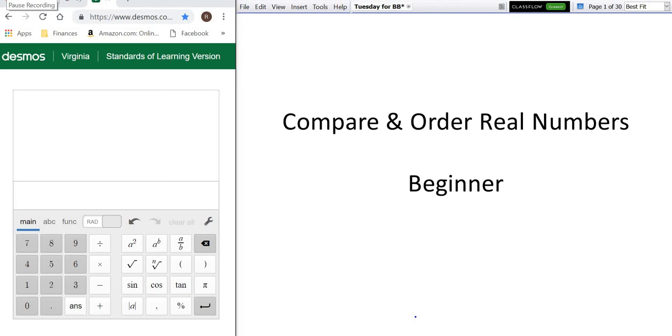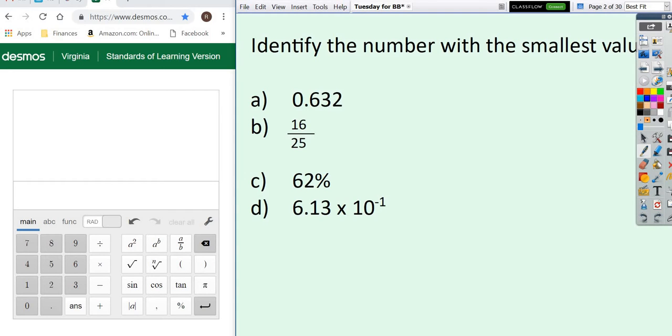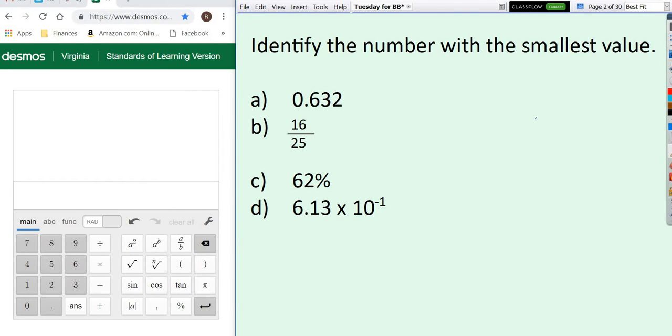Okay, so we're going to compare and order real numbers, and this is the beginner section. So let's see what the first question we have is. Identify the number with the smallest value.